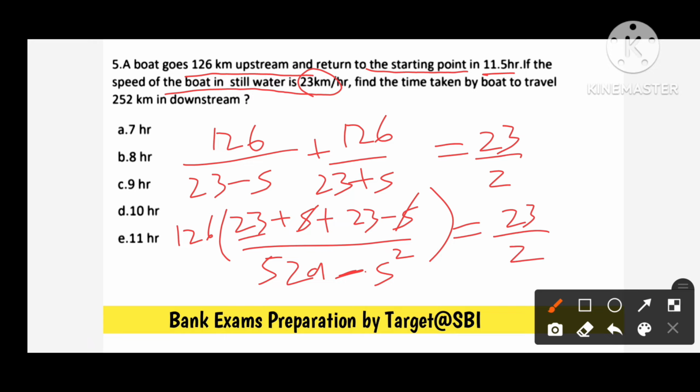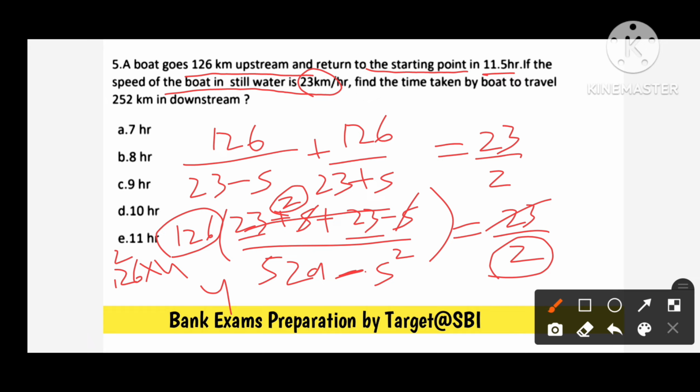Here we have 23 and 23, which will be 46. So this will be 2 times. 2 times means 2 into 2, which will be 4. So 4 into 126, so 126 4 times. 4 6 times 24, 4 2 times 12, 4 times 48, 50. 504 we got here. So 504 equals 529 minus s square.